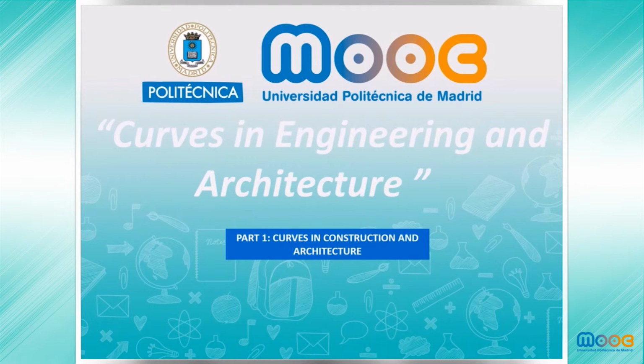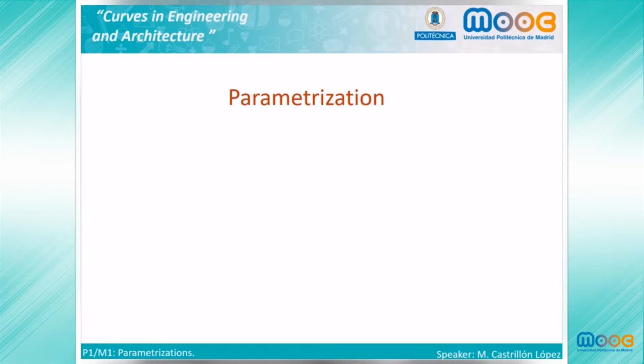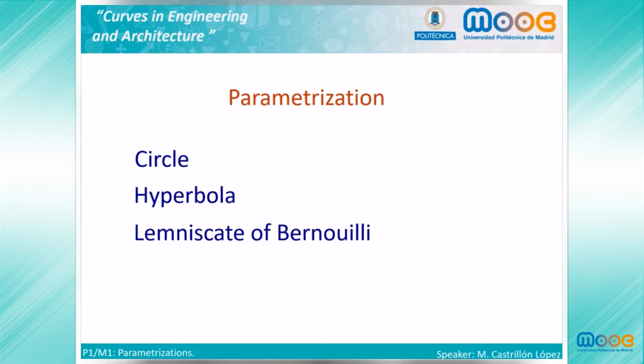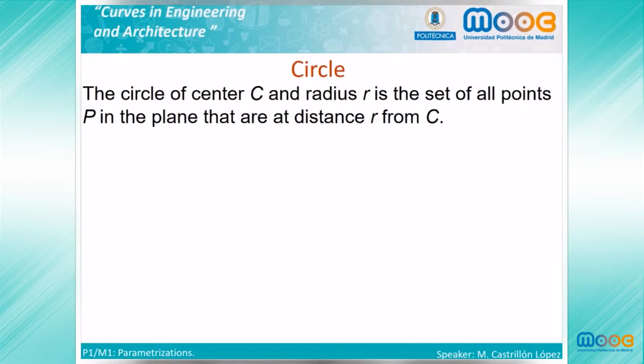Hi! In this video we explore some examples of curves parametrized in different ways, rational parametrizations among them. The examples will be the circle, the hyperbola, and the lemniscate of Bernoulli. We begin with the circle.